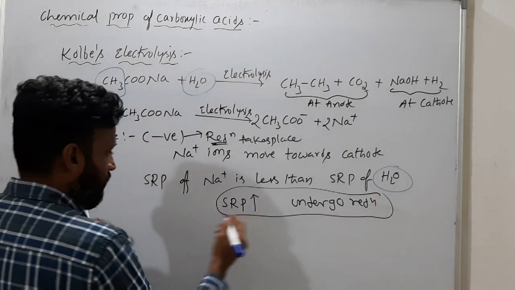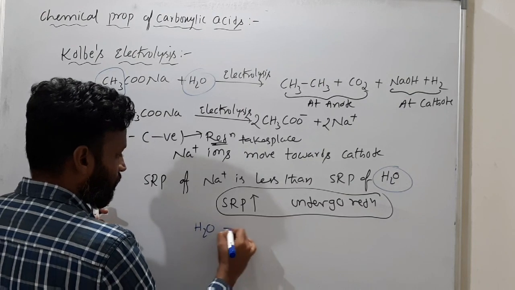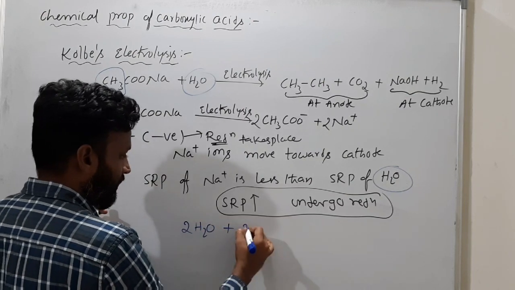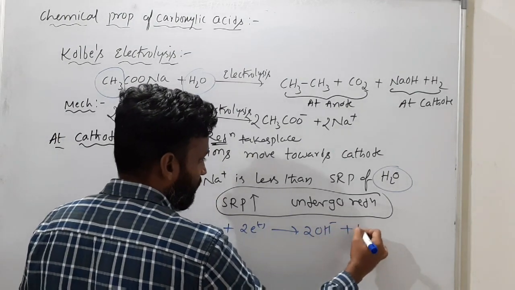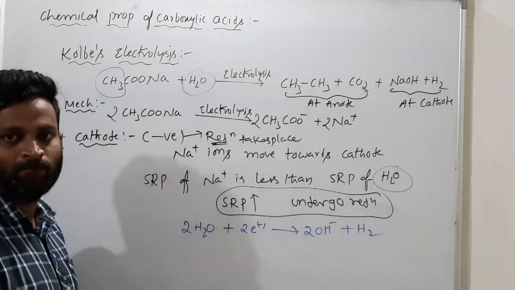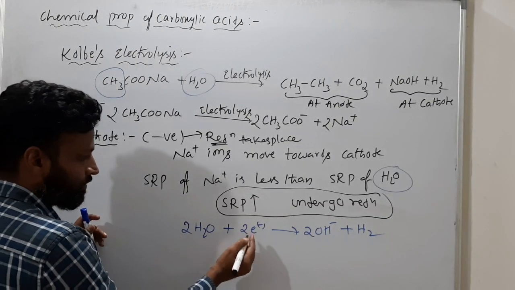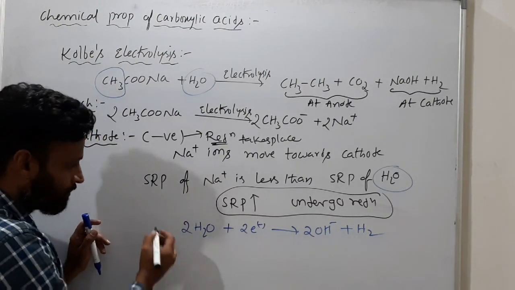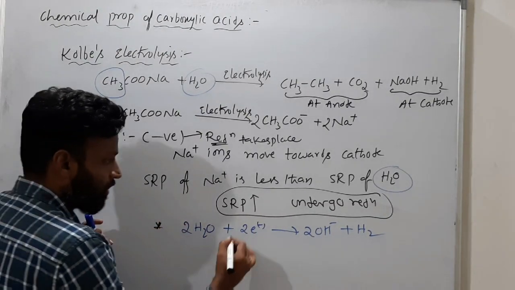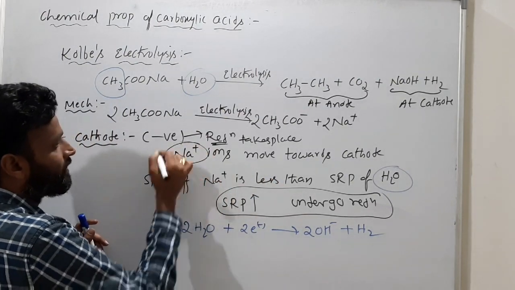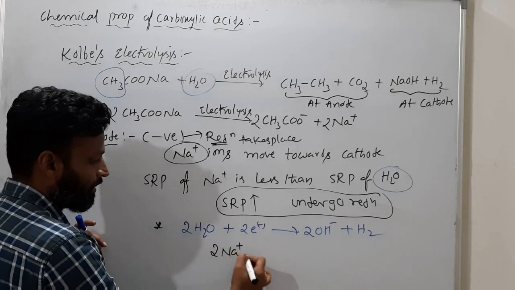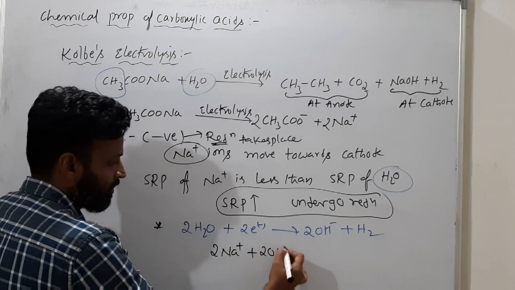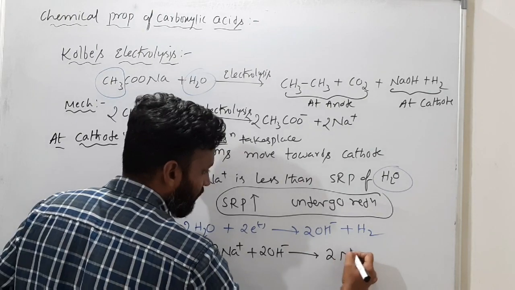Got it? So now who will undergo reduction? Therefore water will take electrons and be converted to OH- plus H2. Understood? So water underwent reduction here. This is very important. So now what happens? These Na+ ions which move towards the cathode will combine with OH- ions and form sodium hydroxide.